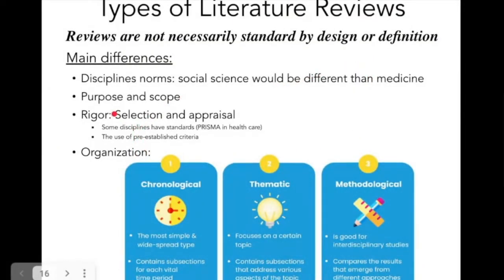So you have to know that review articles are not necessarily standard by design or definition. The main difference is because of different disciplines or different fields. Of course, a review article for the social science field would be different from medicine or health related. Or if you want to compare, mathematics would be different compared to medicine. So for review formatting or standardizing, there's no actual format for that. And it also differs in terms of purpose and scope, and also how you do the selection and search phrases.